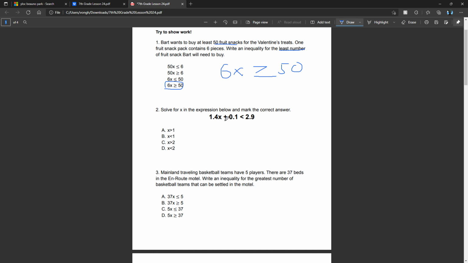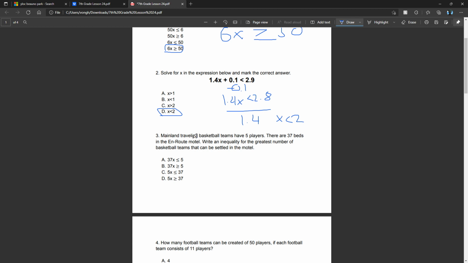Solve for x in the expression. We just subtract 0.1 first to get 1.4x equals 2.8, then divide it by 1.4 on both sides, you get x equals 2. But then, sorry, not x equals 2. So you write x is less than 2, so it's D.